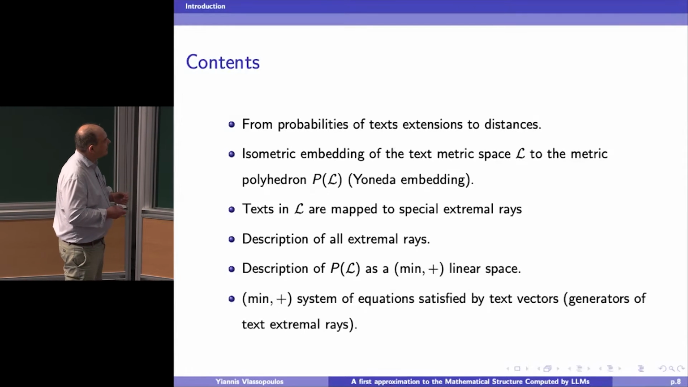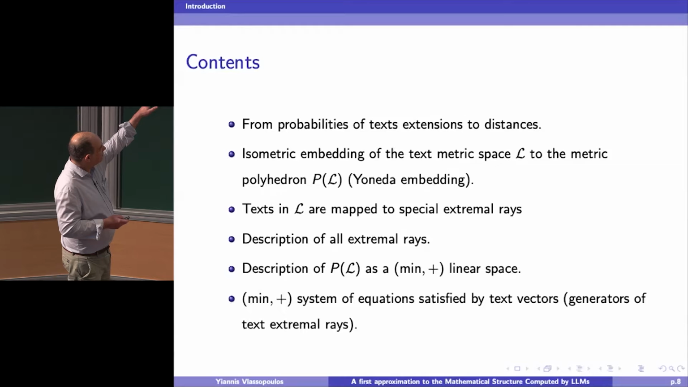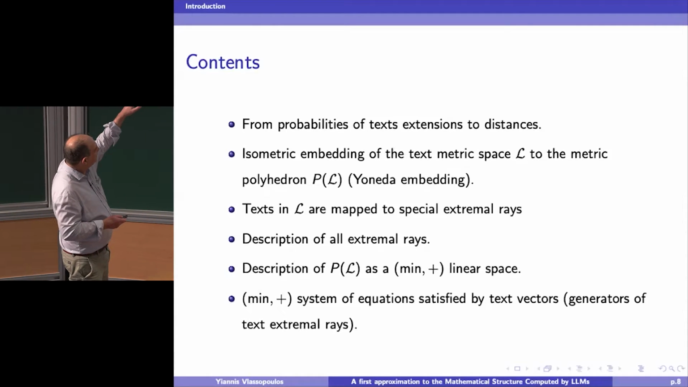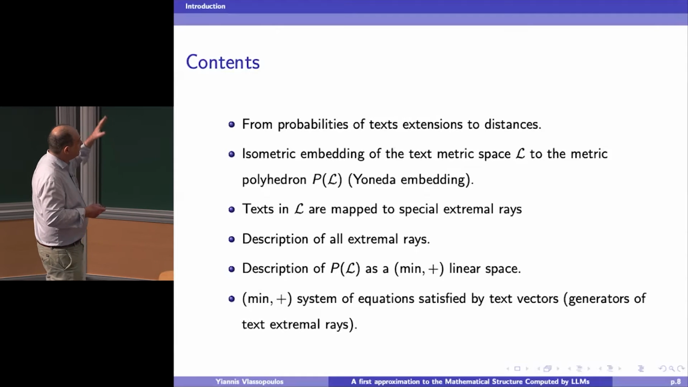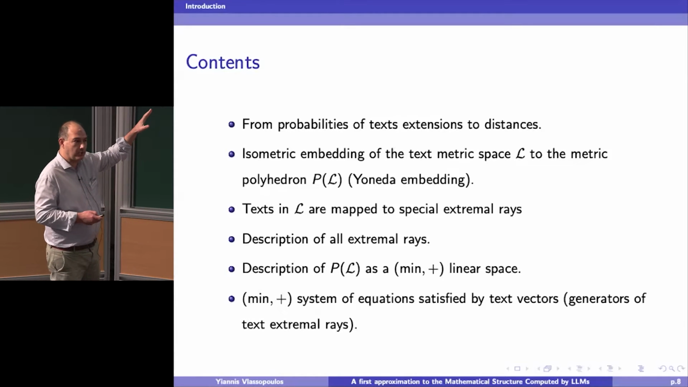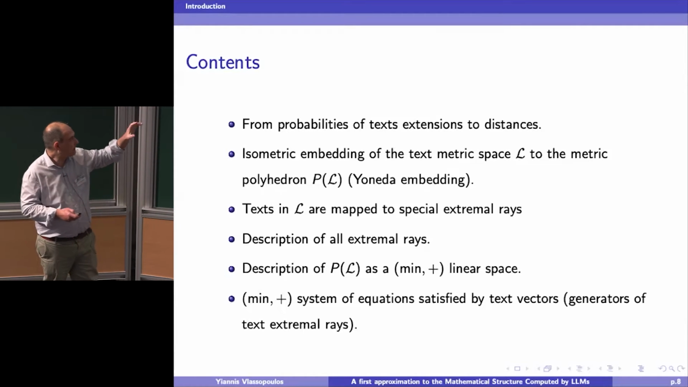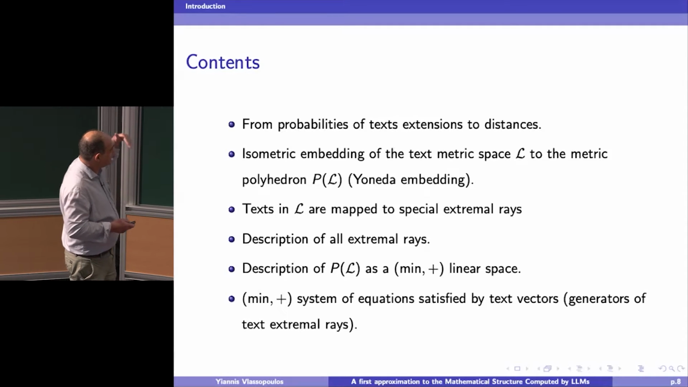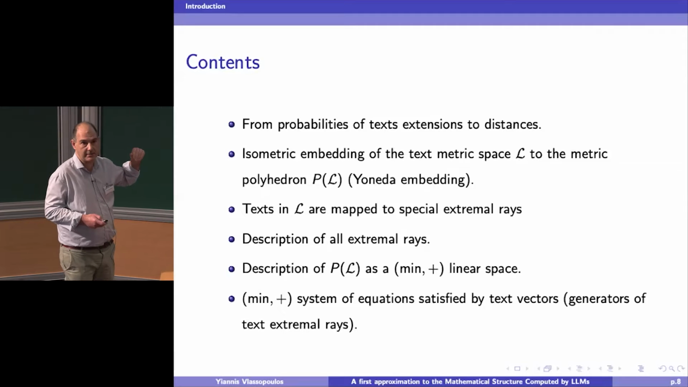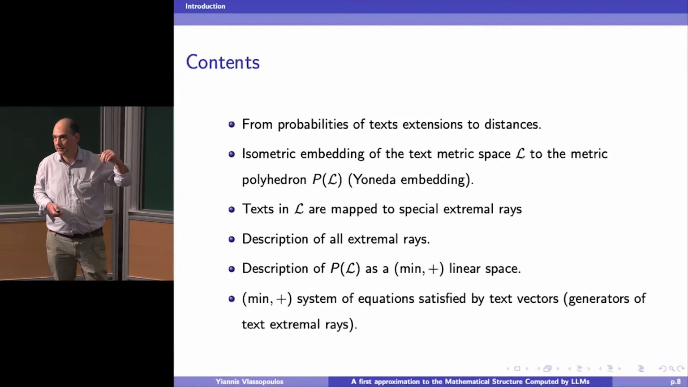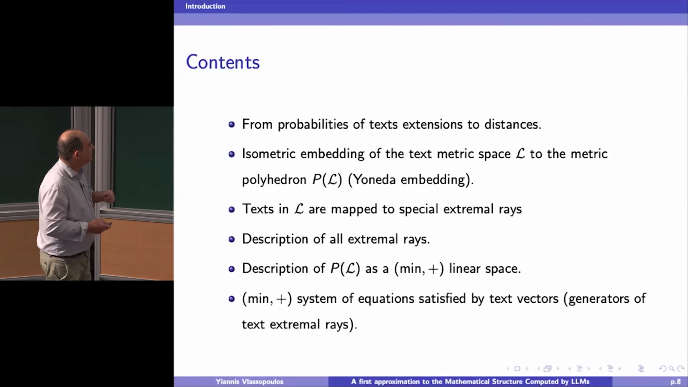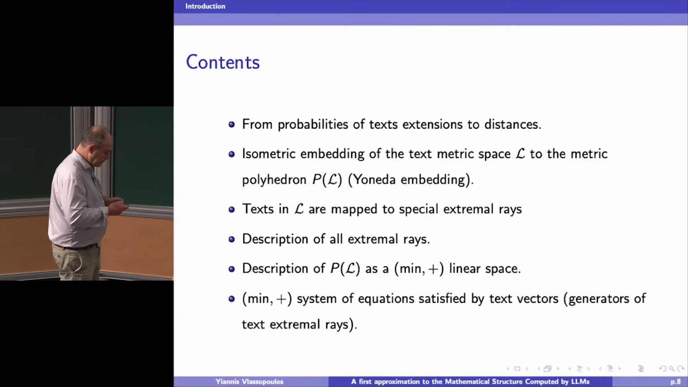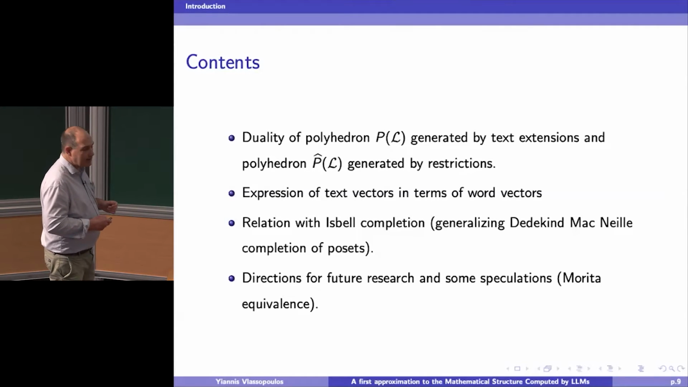Then we're going to see how we can construct, basically what I was talking about before about lower sets and upper sets, an isometric embedding of this text metric space into some polyhedron. And we'll see that the texts in this polyhedron are mapped to extremal arrays, so they're very special elements of this polyhedron. Then we're going to see that this polyhedron can be described as a min-plus tropical linear space, or tropical module, if you want, min-plus spanned by some vectors. We're going to see the equation satisfied by the text vectors. And then there's some duality.